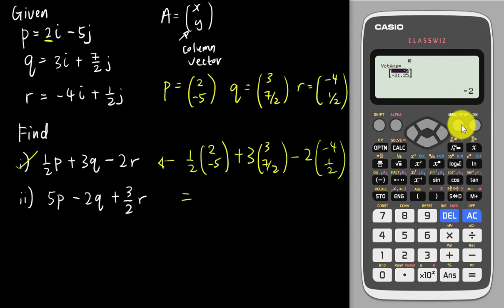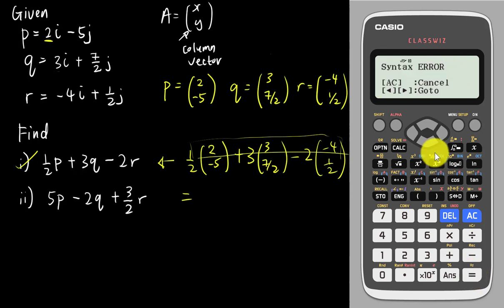So if I insert like this, and I do not want to use the vector function and want to do it manually, I will go to menu 1 for calculation. I will do the top part first, then only go to the bottom part. So I want to calculate the i component here. I will straight away do half times 2, and then plus 3 times 3, then plus minus 2 times -4. You will realize when I key in like this, I didn't put any bracket because I know that the calculator will always do the multiply first before the plus and minus. So the calculator will give me the correct answer.